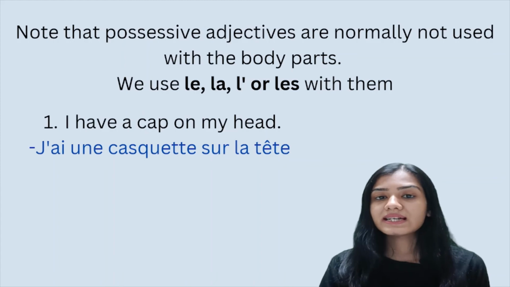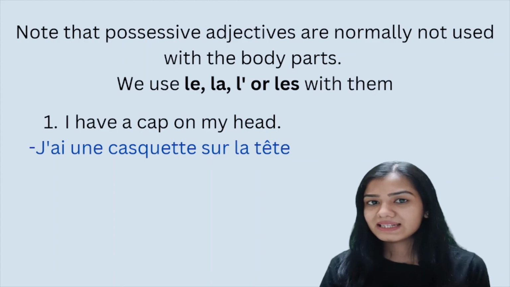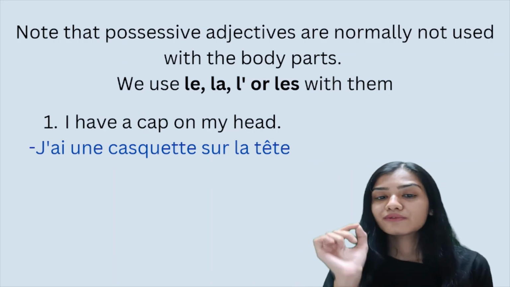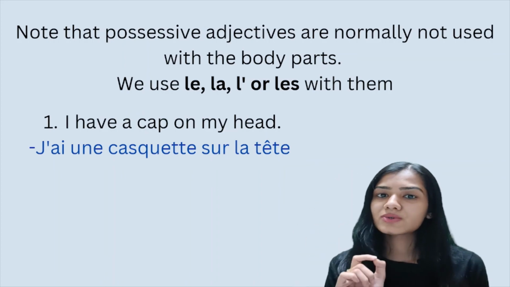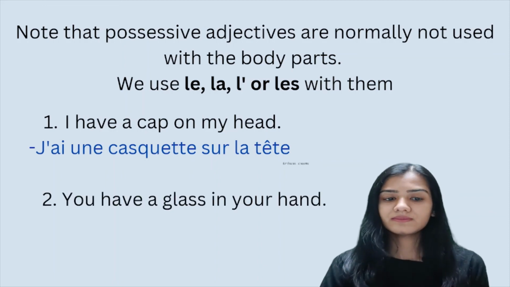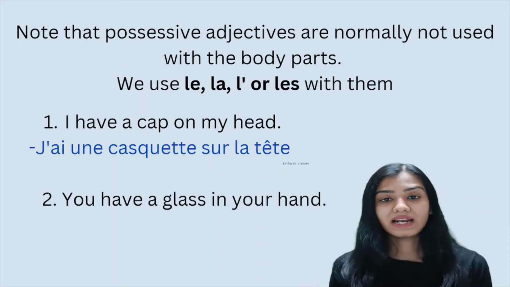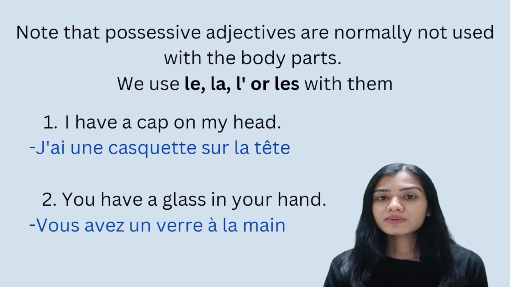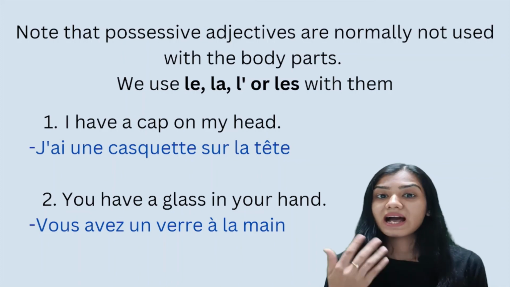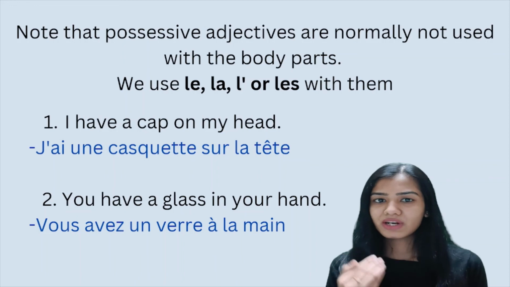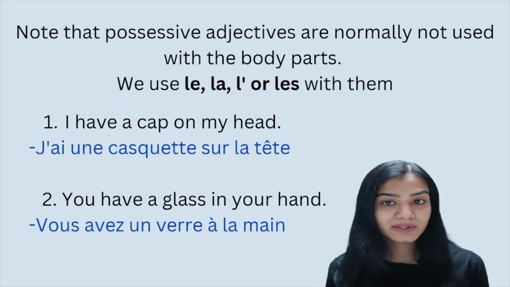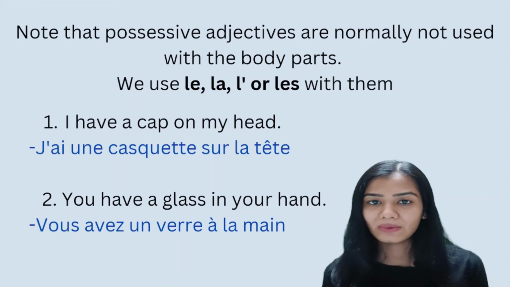J'ai une casquette sur la tête. Sur la tête. Tête, that is feminine in gender. Thus, I am going to use la along with it. You have a glass in your hand. That is going to be vous avez un verre à la main. All right, it's à la main. For in we have used à la main. Main, that is again feminine, that is why we are going to use la along with it.